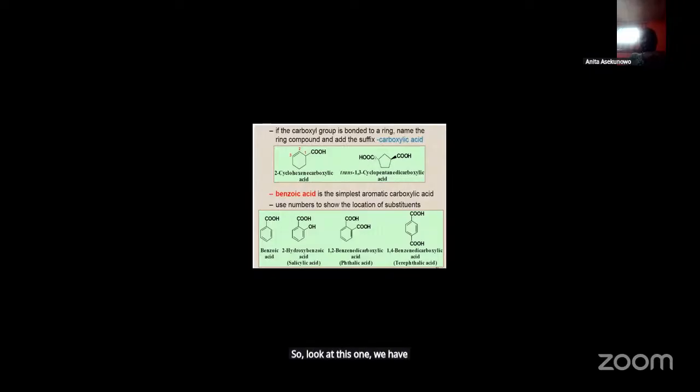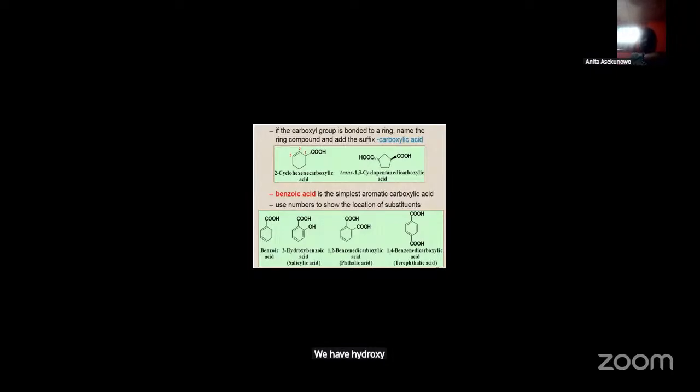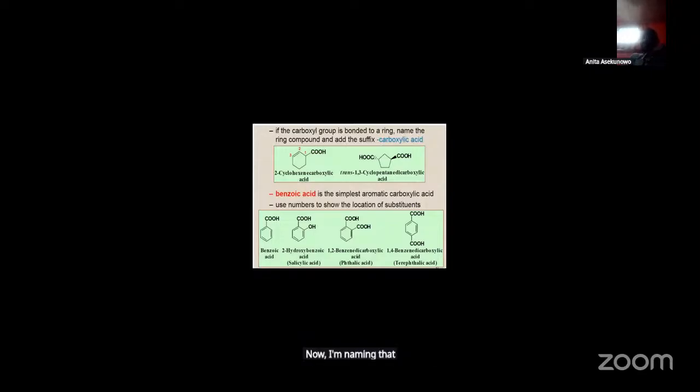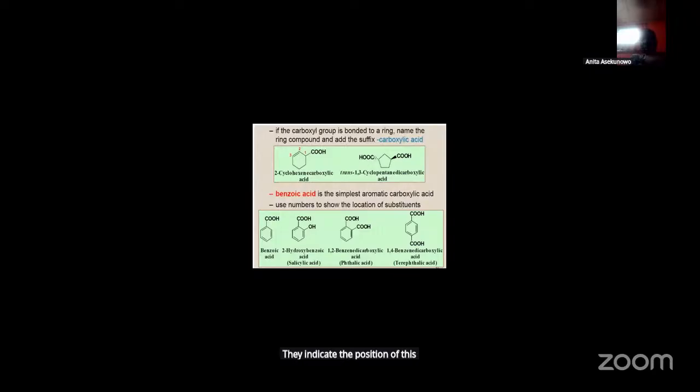Okay, so look at this one. We have benzoic acid, the simplest aromatic carboxylic acid, but not dicarboxylic. We have hydroxybenzoic acid. Then we have phthalic acid, which is 1,2-benzene dicarboxylic acid. Now I'm naming dicarboxylic acid differently. Benzene is like the alkane. So that is how to do it when you're dealing with a ring. You end with carboxylic acid if it's 1 carboxyl, or dicarboxylic acid if it's 2 carboxyl. They indicate the position of the dicarboxylic acid.